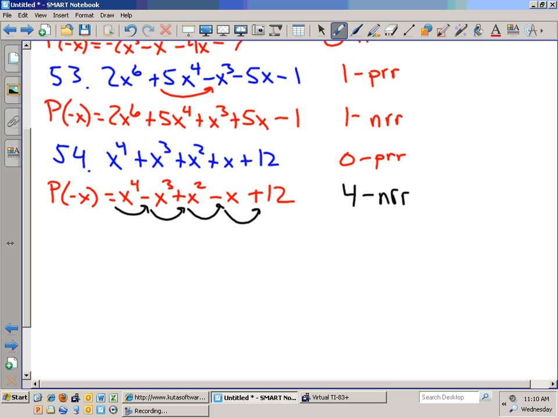It could be 2 negative real roots and then 2 imaginary ones. Or it could be none, and 4 imaginary. That's entirely possible as well. So that's the idea. Does that make sense?